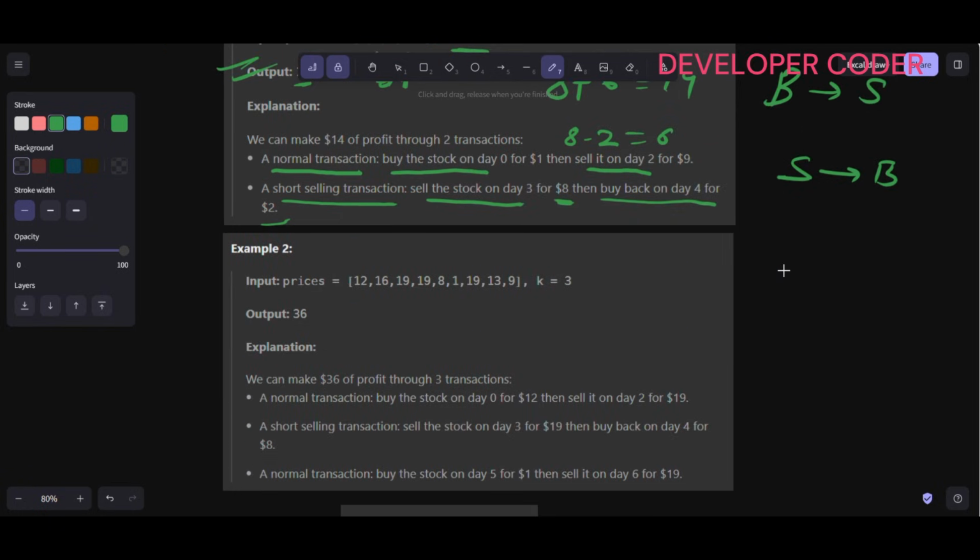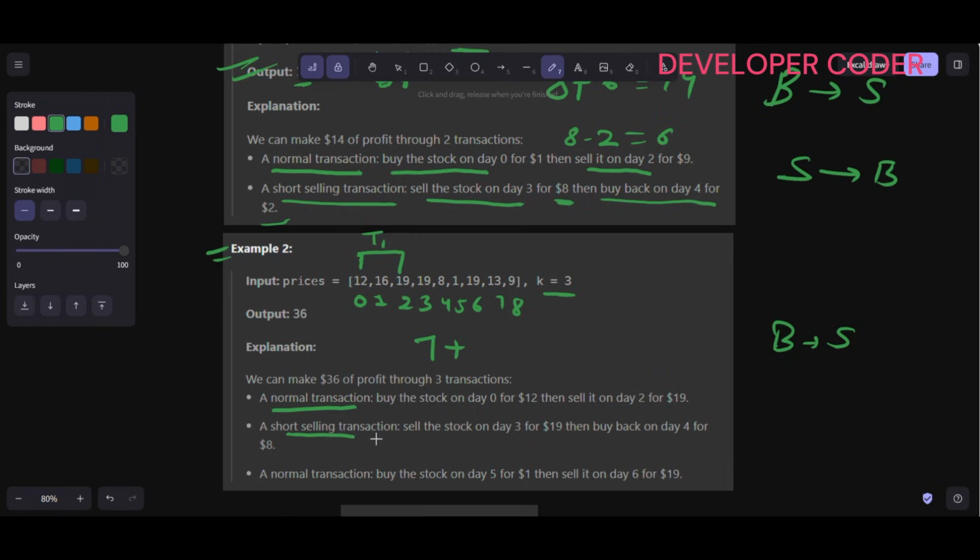Clear? See this example number 2 now. So here, just give the indexing 0, 1, 2, 3, 4, 5, 6, 7, 8, and k is equal to 3. So here, a normal transaction is nothing but buy and sell. Buy the stock on day 0 for $12 and sell it on day 2 for 19. This is transaction 1. So 19 minus 12 is 7.